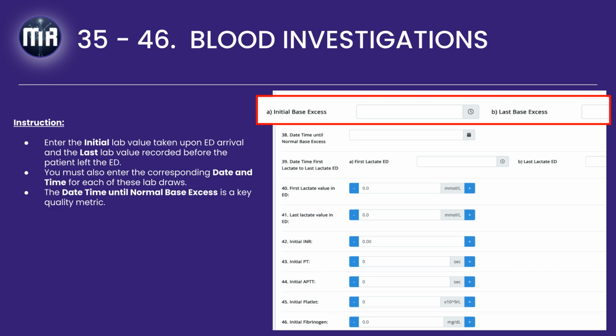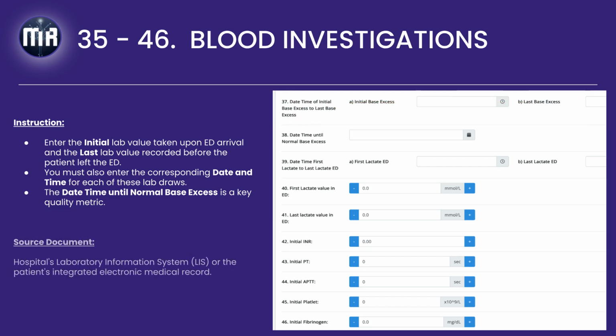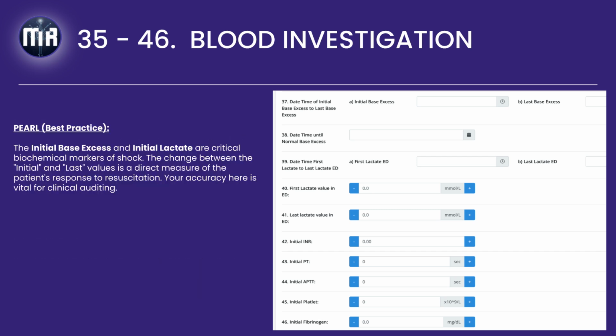For each of these values, you must also enter the corresponding date and time the blood was drawn. The source for this information will be your hospital's Laboratory Information System, or LIS, or the patient's integrated electronic medical record where lab results are displayed. The pearl or best practice here is to understand the clinical significance of this data.